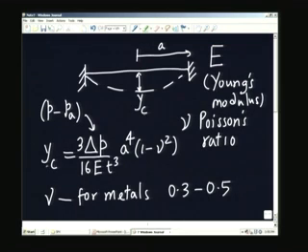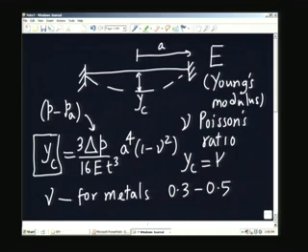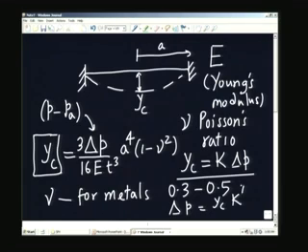Therefore, you see that the displacement at the center is directly proportional to delta P, and all the other things are constants, material constants or geometrical constants. Therefore, y_c is equal to some k times delta P, or you can also write it as delta P equal to y_c multiplied by k dash, where k dash is nothing but 1 over k, and k dash is nothing but the gauge constant.